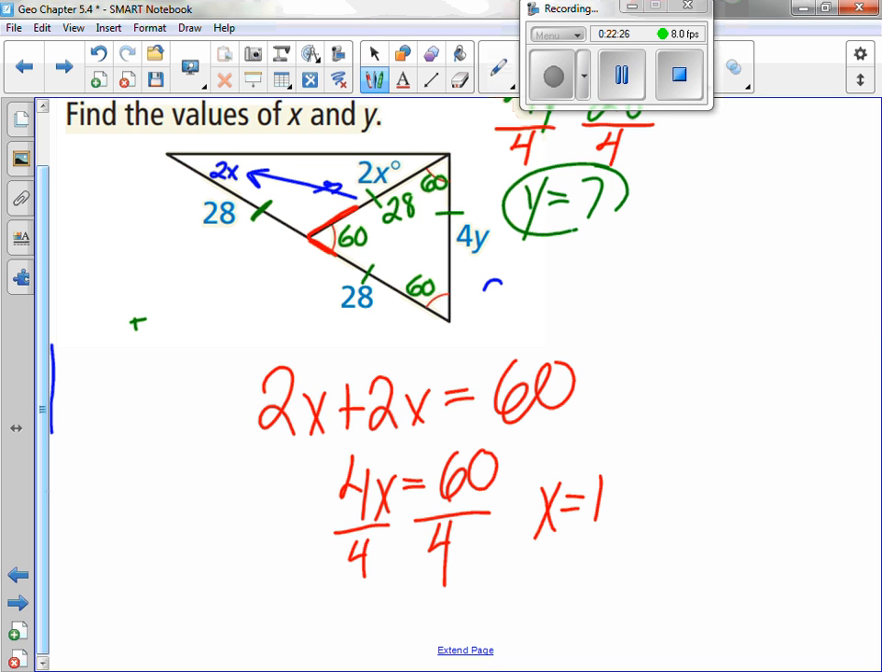Tells us x is equal to 15. So here we could have used the exterior angle, or we could have found that interior angle and gone from there. Both ways will work. Any questions on this here? Any questions on anything we've done so far?